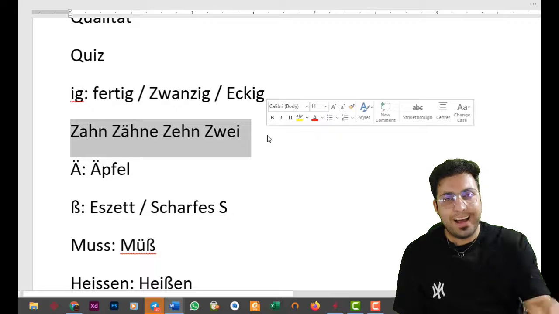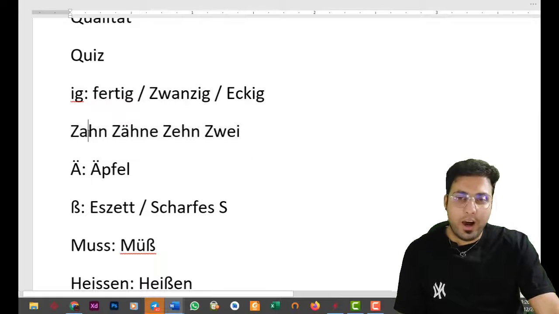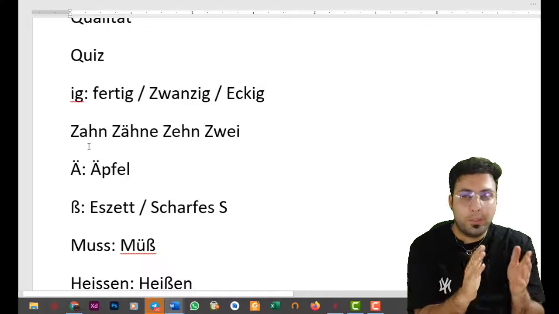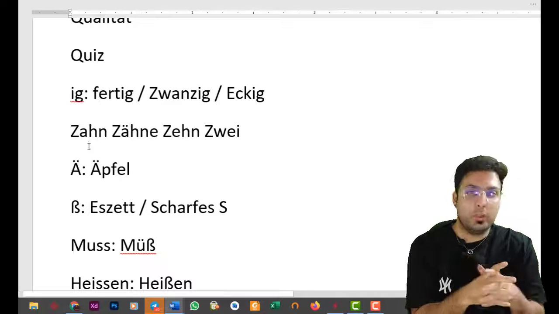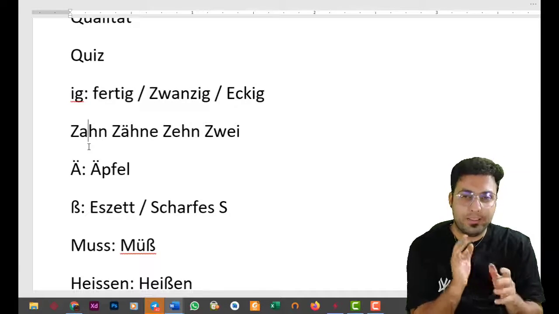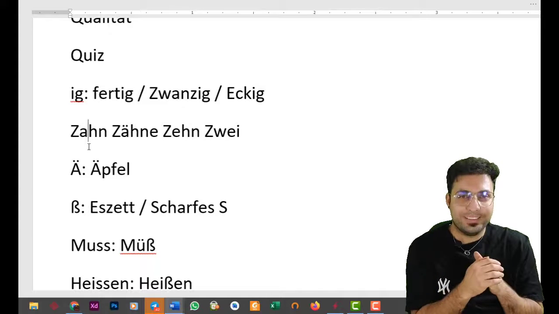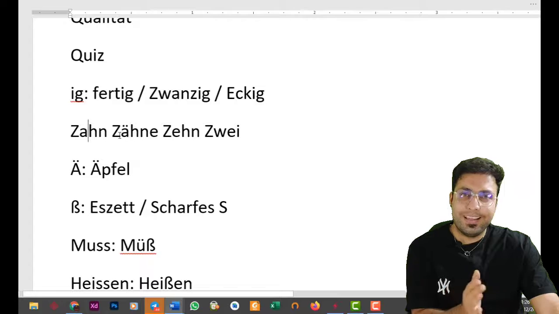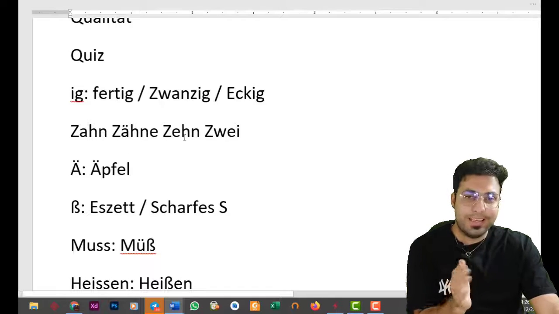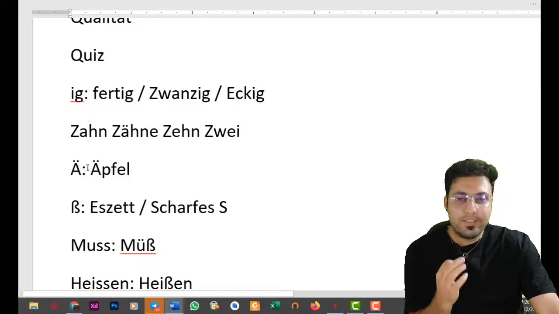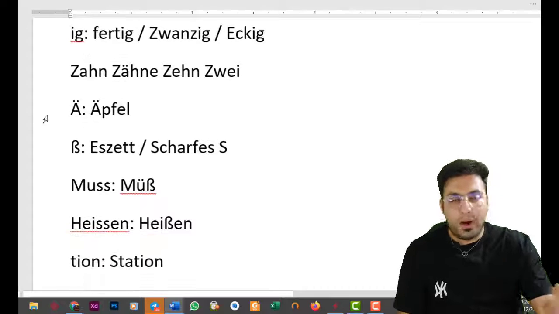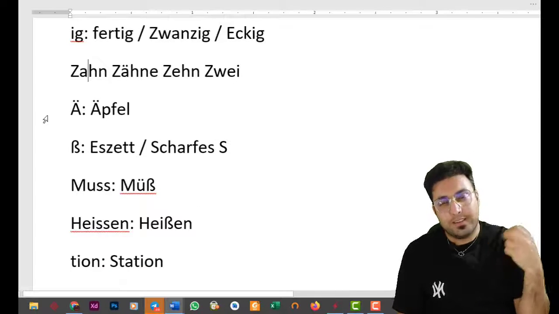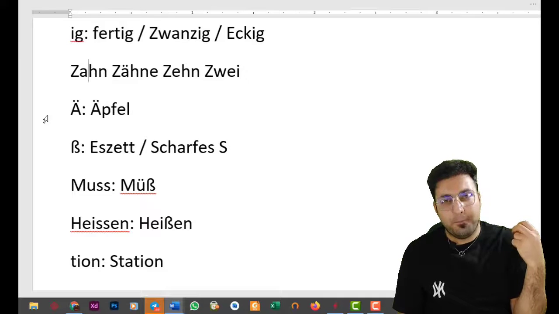Zahn. When we have H after vowel sounds, we shouldn't pronounce it. But when we have another vowel after that, we should pronounce it. So Zahn, Zähne, the H isn't pronounced. Or zwei. A-Umlaut is always E, that is Äpfel.